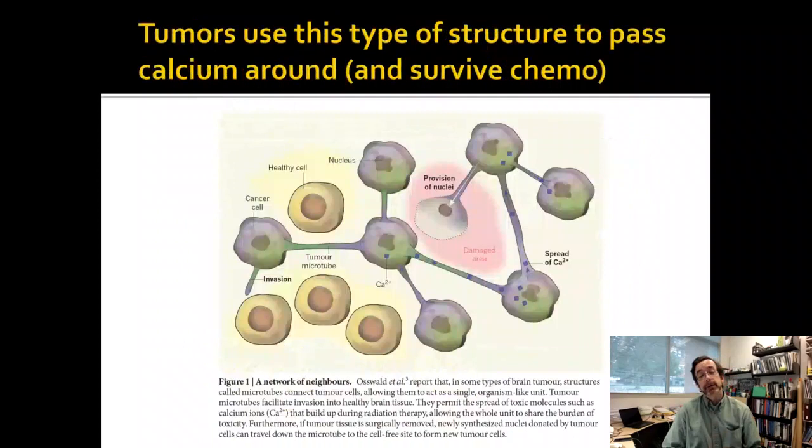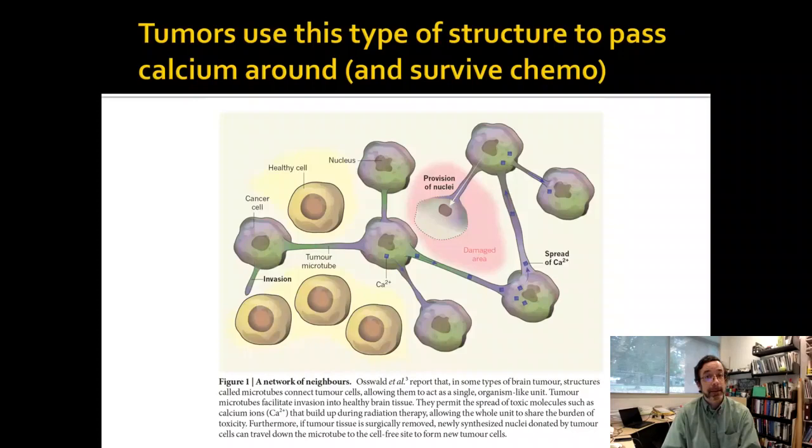So other cells can do this other than bacteria. It looks like human cells and even tumor cells can use this kind of structure to communicate and to pass calcium around, which is what they do to survive chemotherapy. So tumors that do this will survive chemotherapy better, and they'll spread the calcium around. Now that we know that they do this, what can we do to stop it, to break these bridges, and to keep the tumors from resisting the chemotherapy that we're giving them?